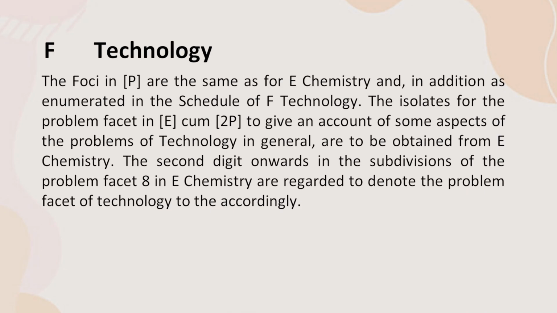The foci in the personality facet are the same as for main class E chemistry, and in addition as enumerated in the schedule of technology. The isolates for the problem facet in Ecom 2P to give an account of some aspects of the problems of technology in general are to be obtained from main class chemistry. The second digit onwards in the subdivisions of the problem facet 8 in main class chemistry are regarded to denote the problem facet of technology.